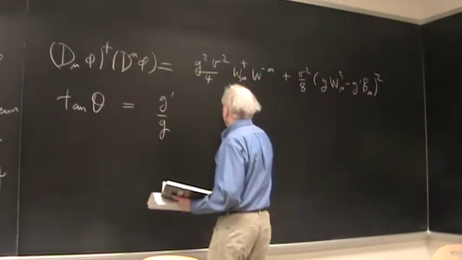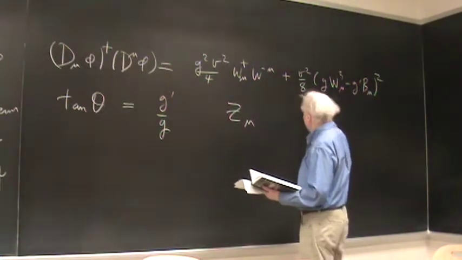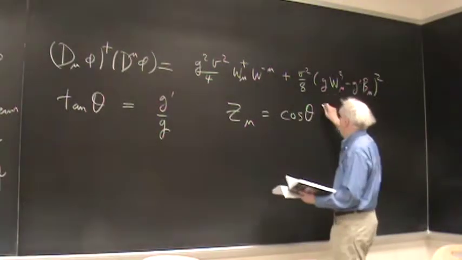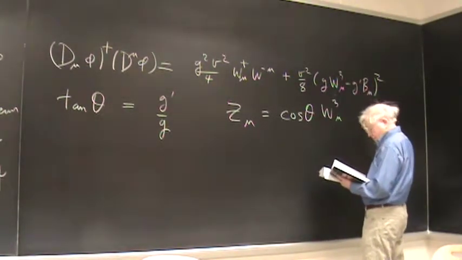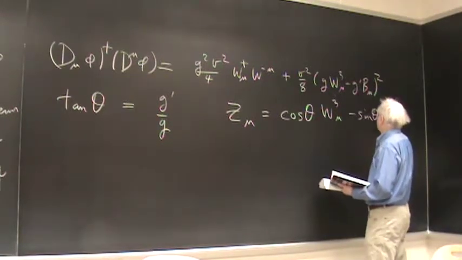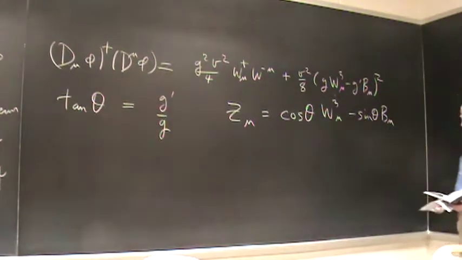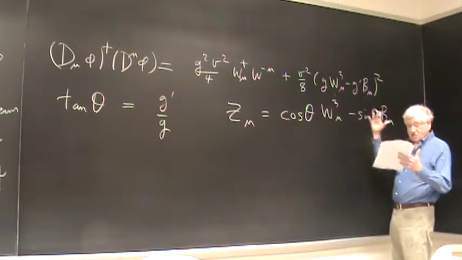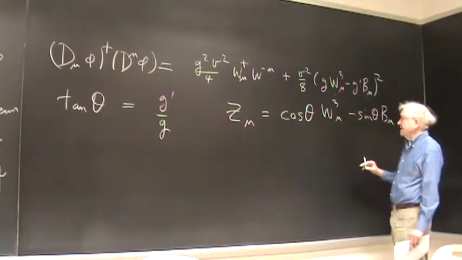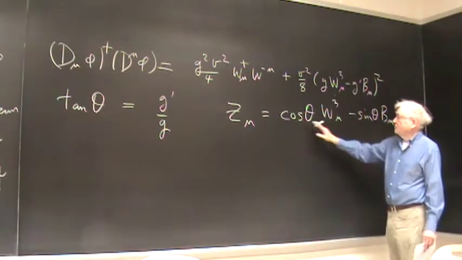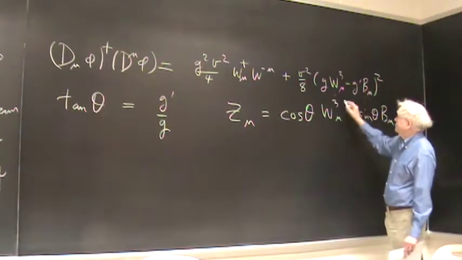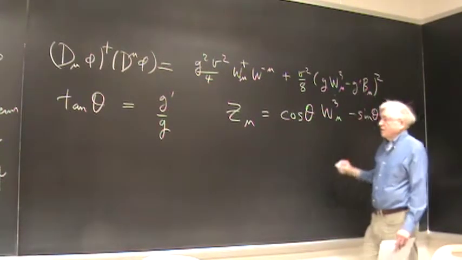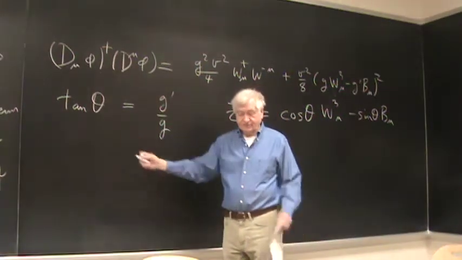Okay, so we're going to call Z mu the thing that's here, the unimodular, so to speak, combination, W3 mu minus sine theta B mu. So in other words, if we define the thing that's here, that's of unit strength, the Z gauge boson, well then we multiply one of them by cos theta, one by sine theta, and then just identifying cosine theta with g and sine theta with g prime, we get that g prime over g is tan theta.